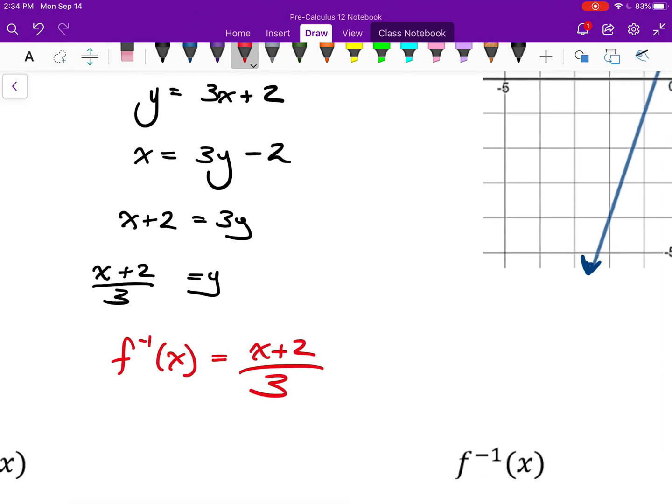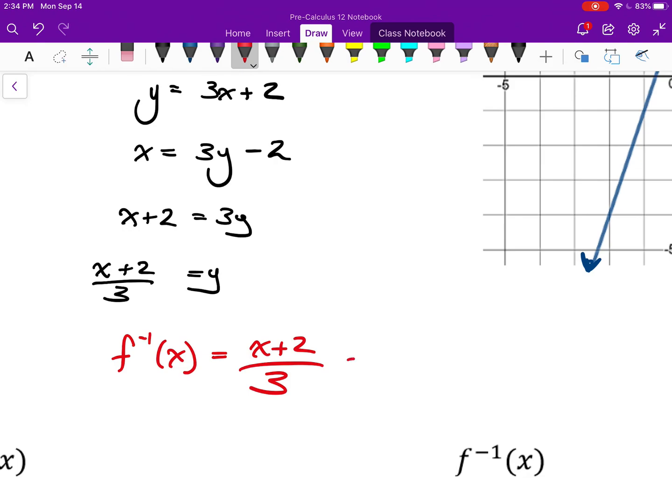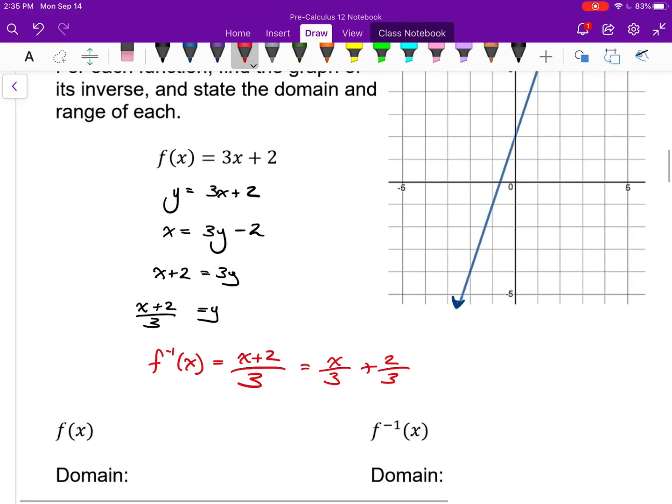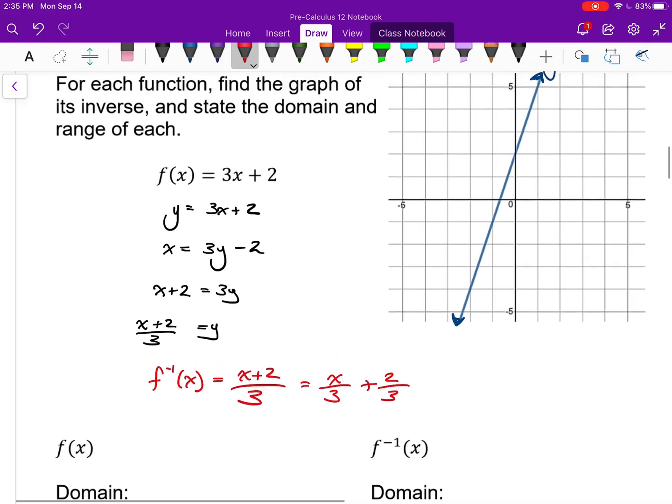In this case, the inverse equation, I could also write it like this, same as x over 3 plus 2 over 3. So I can see it is a linear equation. I can see its slope and its y-intercept, but like I said, it's not terribly helpful. So nothing I did was wrong, but for what I'm trying to figure out in the question, it's not terribly helpful.